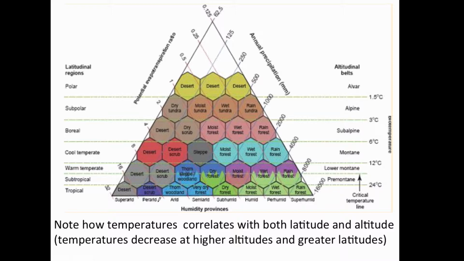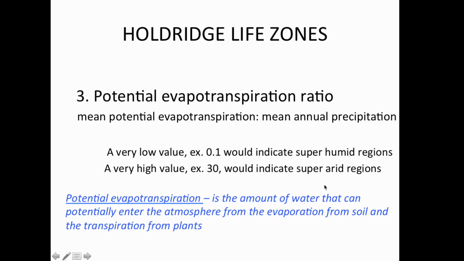But if you could just for the moment notice that the numbers for this ratio go from very small to large, like 32 is the highest one that they listed. And this ratio represents how arid or how humid a particular ecosystem might be. So the potential evapotranspiration ratio is the ratio between the mean potential evapotranspiration and the mean annual precipitation.